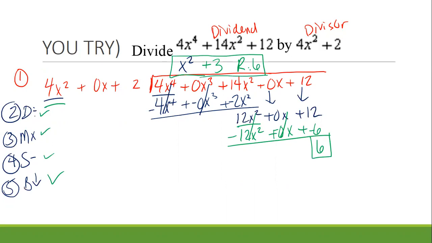The reason why you wouldn't necessarily have to put the placeholders in this situation is because remember we talked about yesterday or the day before that this is a quartic trinomial and its factors are going to be a quadratic and a constant. But it's good to practice it because it doesn't always work out that way. All right, but that's the division.